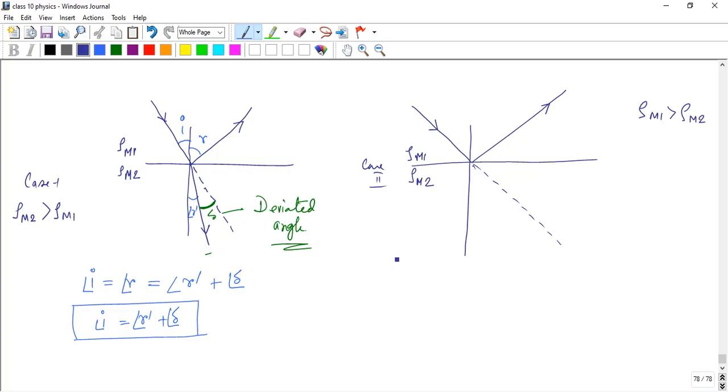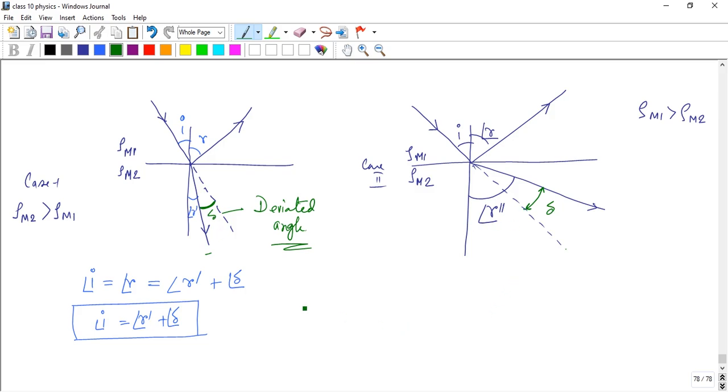So the refracted ray bends away from the normal. So that is the refracted ray, that is R double dash. That is I and that is R. So that is the original path. Now the shift, that is delta. Okay, that is the deviated angle. In one case the deviated angle is inside, in the other the deviated angle is outside.